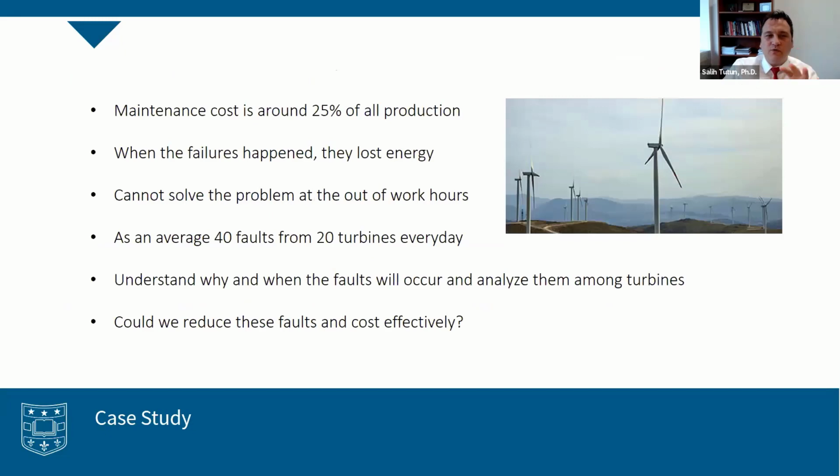So for one of our research projects, we have 52 turbines, as I mentioned before, and maintenance costs about 25% of all production. It means that they are losing 25% of their energy. This is the issue. When a failure happens, they lose energy, and they would like to solve this problem. The issue is here, on average, every day they have 40 faults, okay? And these faults are coming from 20 turbines every day.